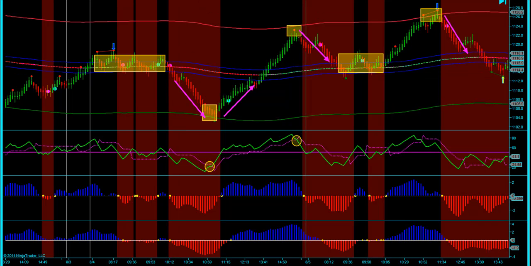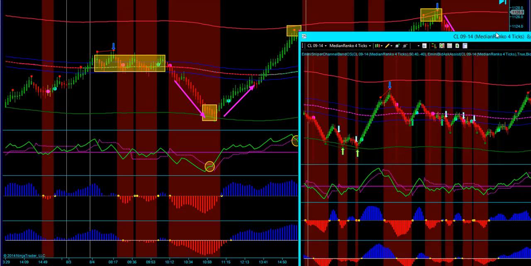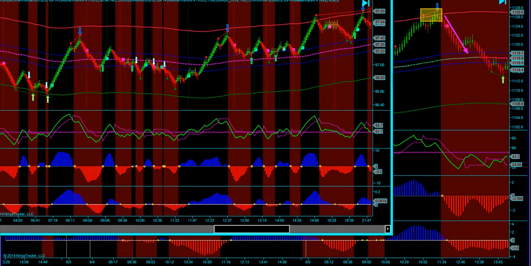On the 4 tick chart, so our medium time frame chart, we'll see the same reversal bands come into play. And these moves are more in the range of about 30 ticks.